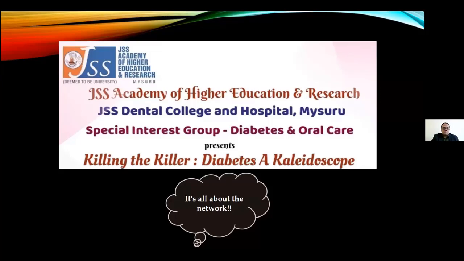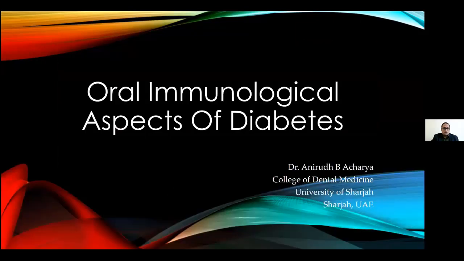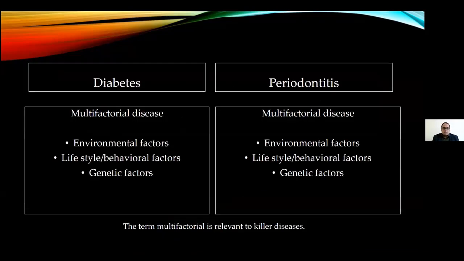And without much ado, I have been given the task of presenting the oral immunological aspects of diabetes. Of course, I will be focusing on the periodontal aspects majorly. Now, diabetes has already been defined by Dr. Prasanna Kumar earlier, so I'll not be going into that. However, I would like at the outset to bring out the similarity between diabetes and periodontitis. Both are multifactorial diseases having environmental factors, lifestyle and behavioral factors, as well as genetic factors playing an important role.